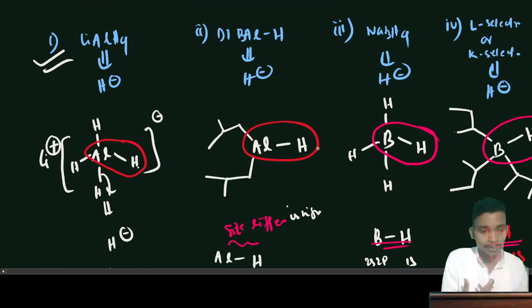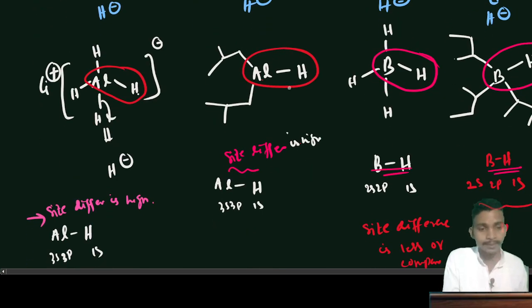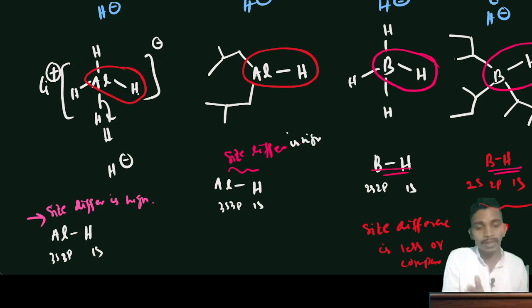The same thing for this DIBAL-H. Here also there is an AlH bond, and the size difference is high, meaning H minus can easily be released, but compared to this it is less reactive. The reason is that here only one AlH bond is there, and there are bulky groups, so it becomes a little less reactive than this. First this is highly reactive, and after that this comes, because here the bulky groups have come and one AlH bond is there, so this is less reactive than this.